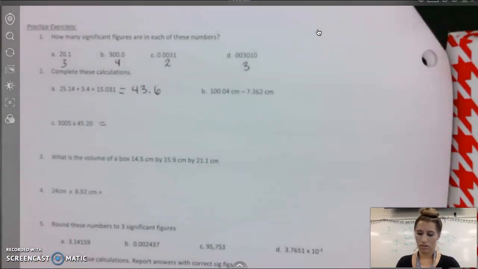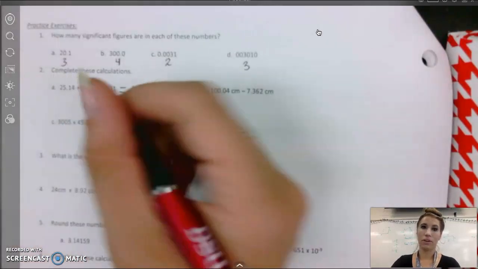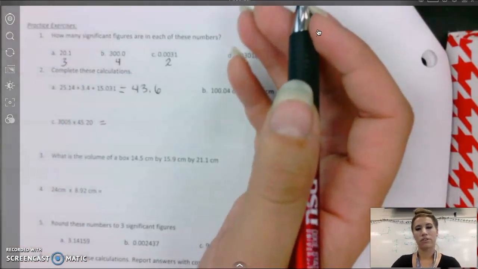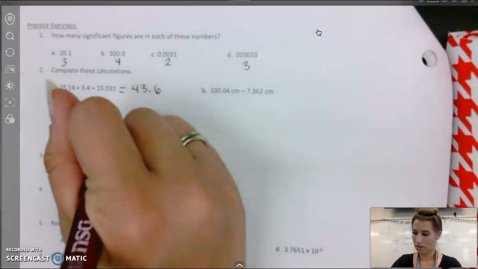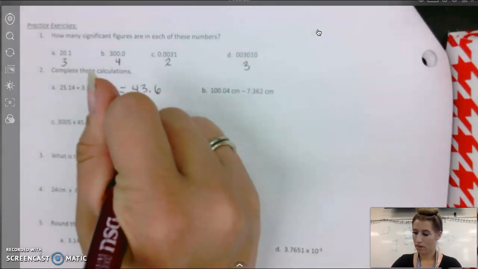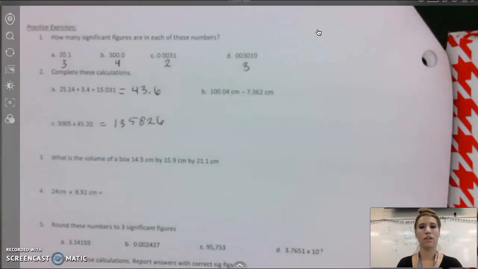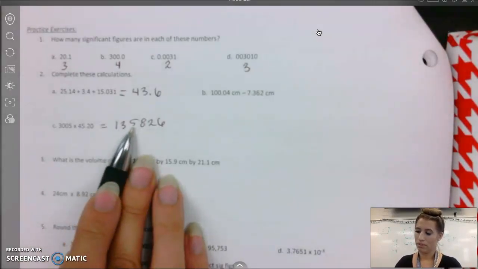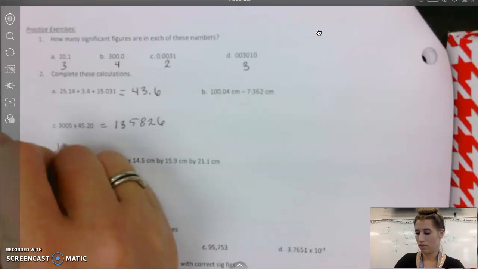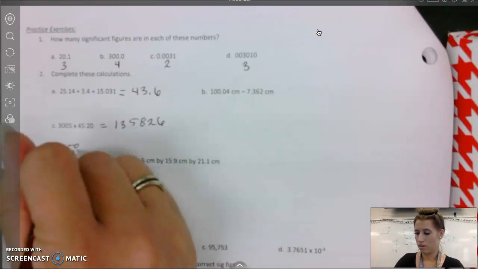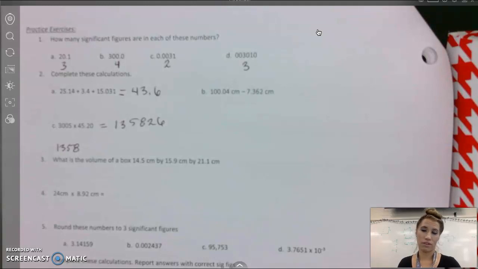So 3005 multiplied by 45.20. Okay, so I'm going to show you what my calculator gives me, and then I'm going to write it correctly for the right number of sig figs. So I get 1, 3, 5, 8, 2, 6. Okay, but that's more than 4 sig figs. So what should we do? Well, we know the 1, 3, 5, 8. Those are my 4 significant figures.